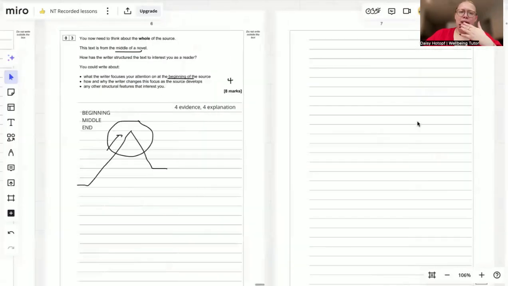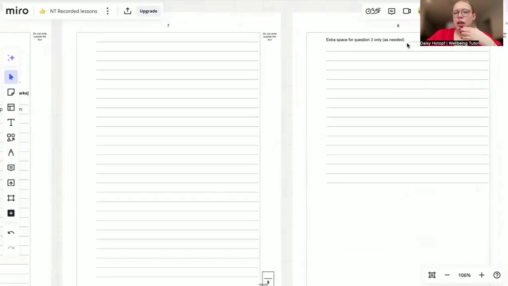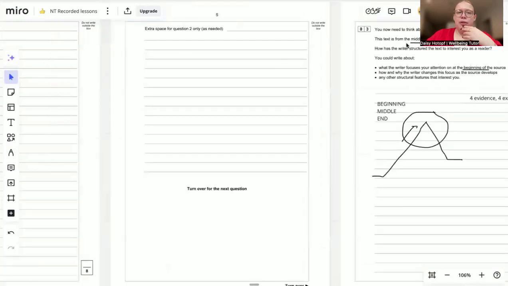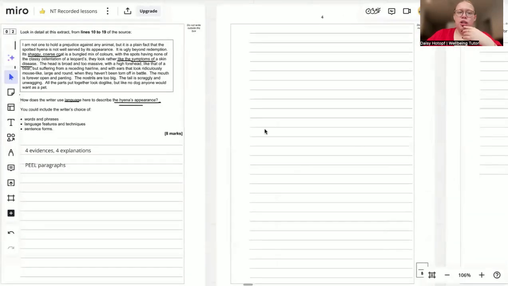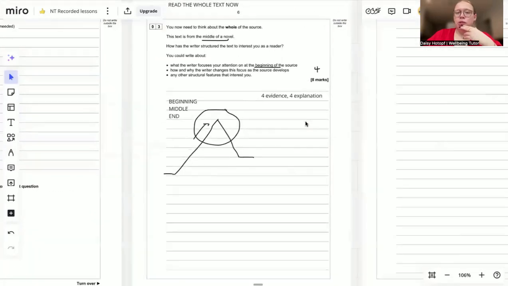They give you 2 pages, but you're looking at 3 paragraphs. They give you extra, again, only as needed. You're looking at doing 3 paragraphs. Again, over here, you're looking at doing 3 or 4 PEELs. You could do 2 paragraphs, etc.